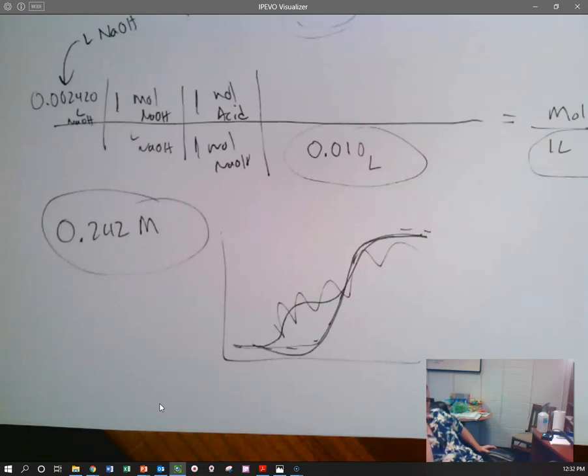And then, should we do 10 milliliters again? I think so, because if we do 10 and we use the 0.1 molar, it would take twice as much of the base to get there, right? But we're only going halfway, so. Okay. And then the strong base is the 0.1.